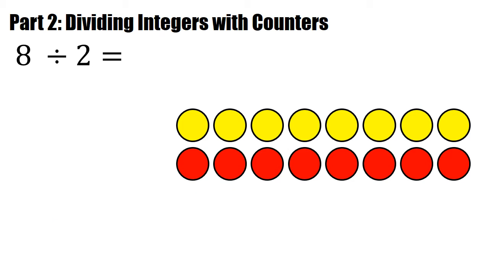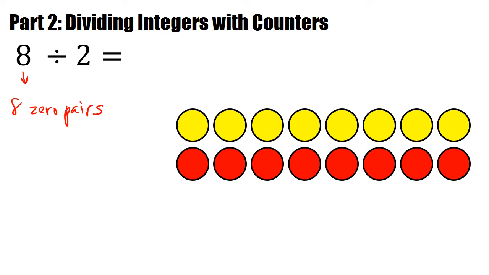In part 2, we're going to talk about dividing integers using counters. We have this very simple division problem: 8 divided by 2. The 8 is going to tell us, first of all, that we need to have 8 zero pairs. That's going to be the first part.